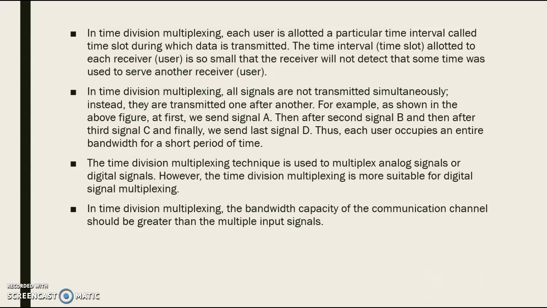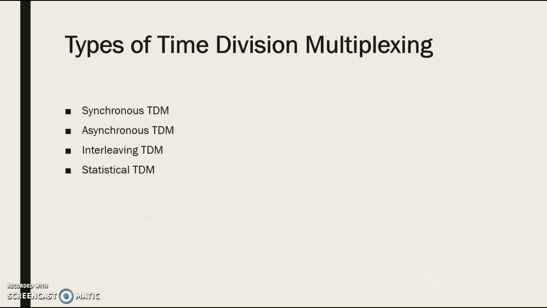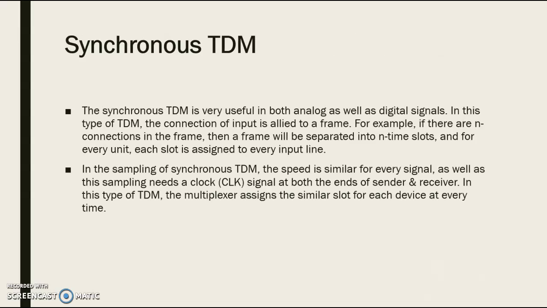The time division multiplexing technique is used to multiplex analog signals or digital signals. However, time division multiplexing is more suitable for digital signal multiplexing. In time division multiplexing, the bandwidth capacity of the communication channel should be greater than the multiple input signals. So there are 4 types of TDM, aside from the two that I have mentioned a while ago. We have synchronous TDM, asynchronous TDM, interleaving TDM, and statistical TDM.